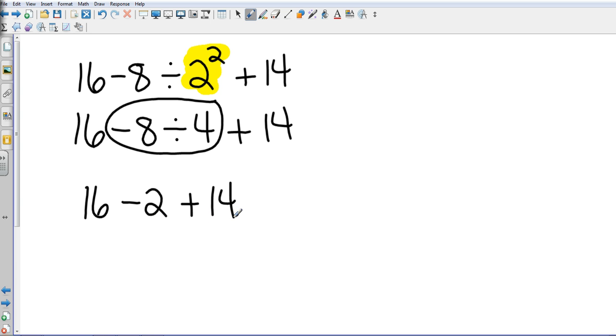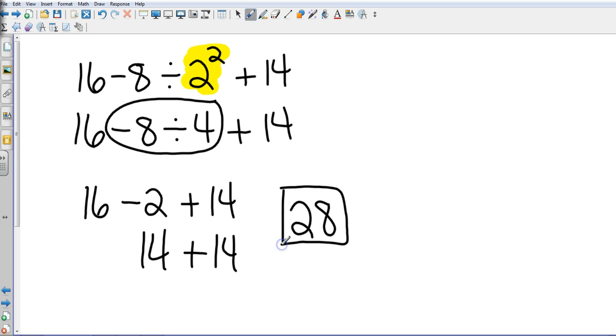And now, because all I have is addition and subtraction, I'm just going to go left to right. 16 minus 2 is going to be 14. And then 14 plus 14 is going to give me a final answer of 28.